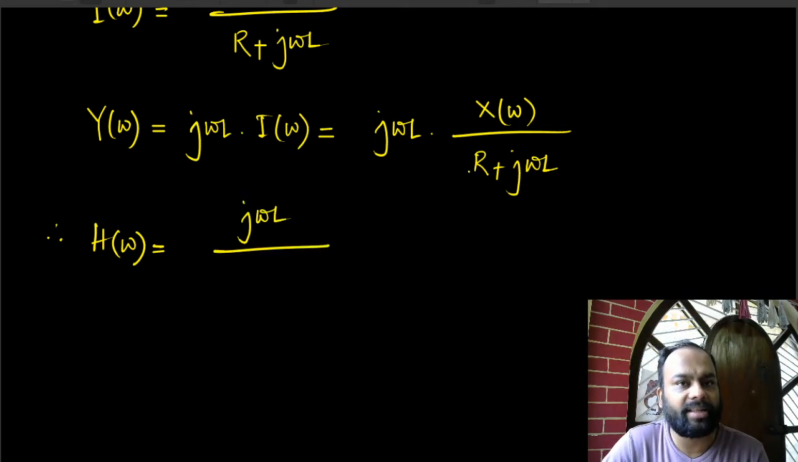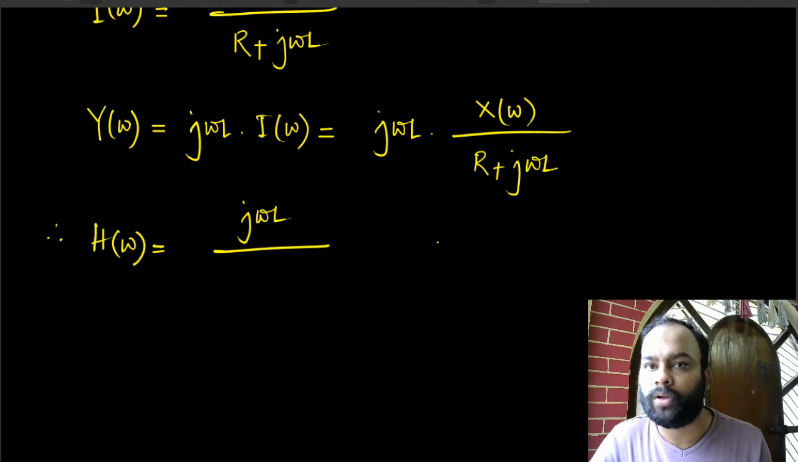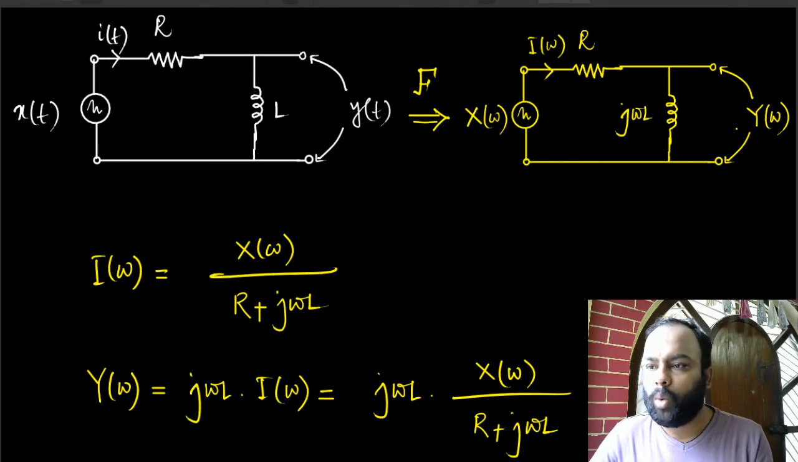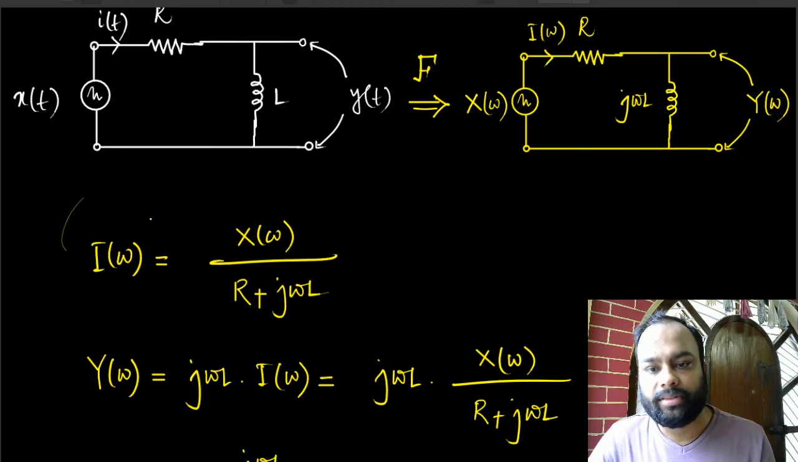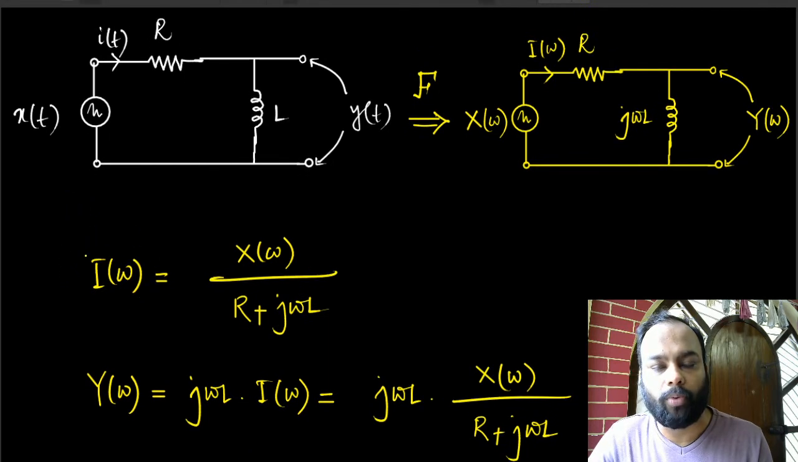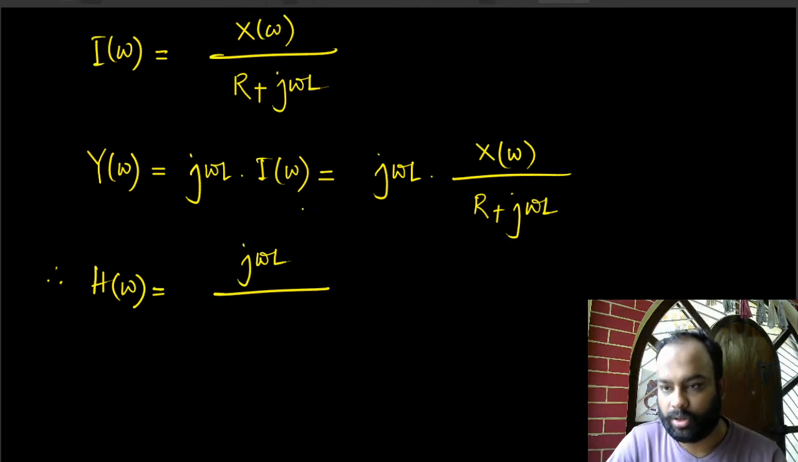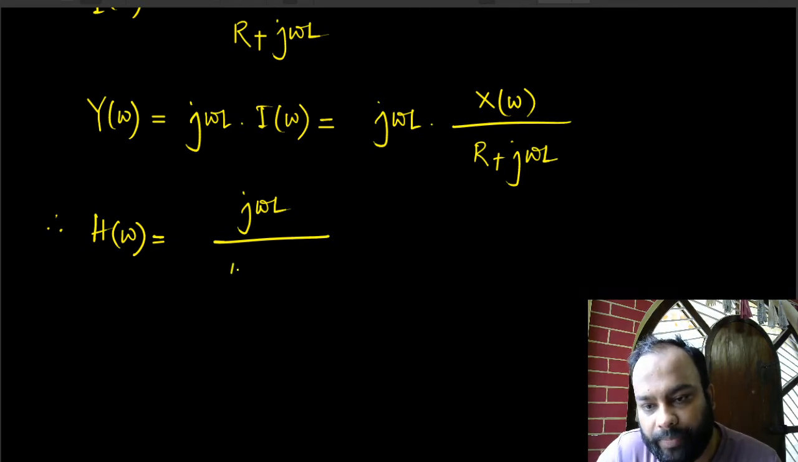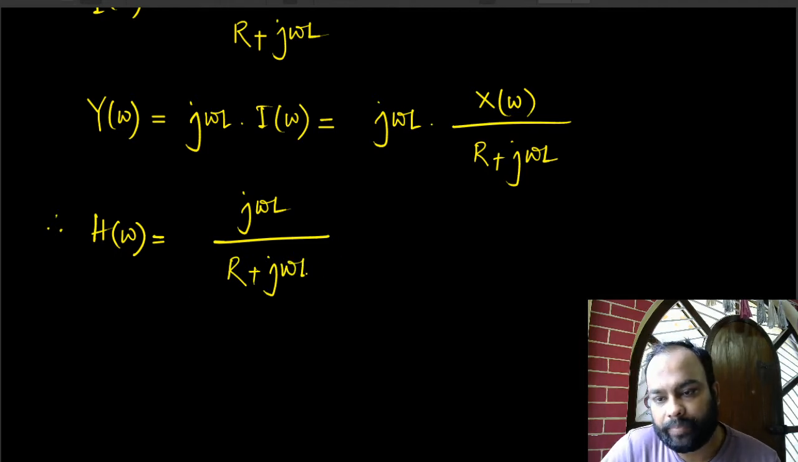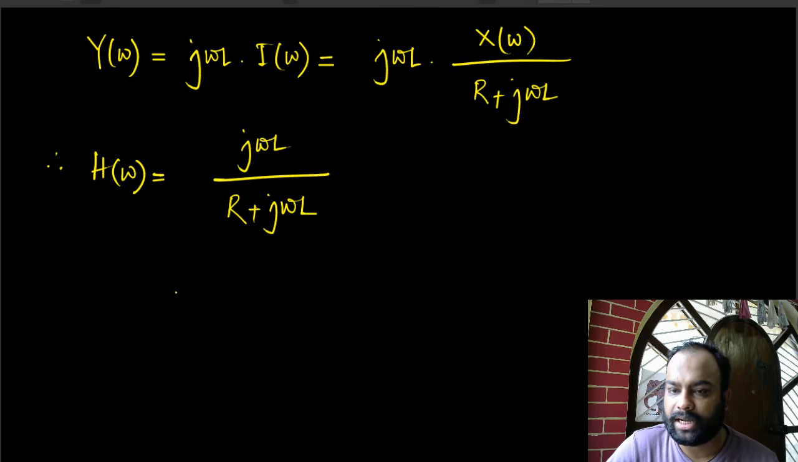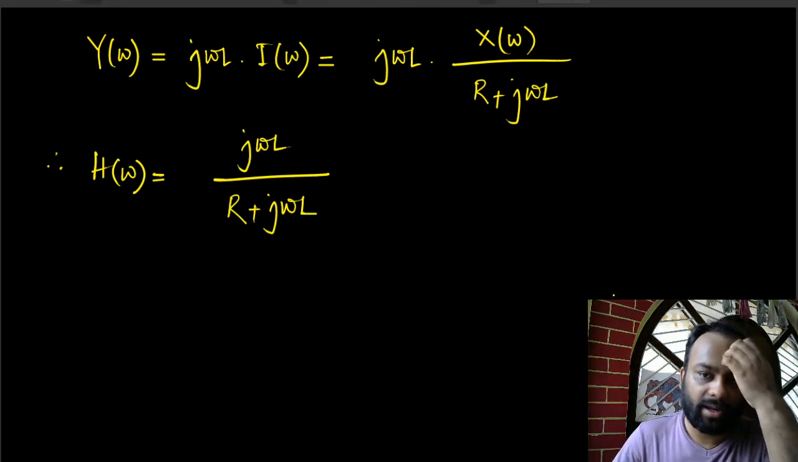And again, this entire discussion will be dependent on what we are considering to be the output. Because input is this input voltage, that is understood. What about the output? I could have considered the output to be the current here. If I consider the current to be the output, then this would have been 1 by R plus J omega L as the frequency response. Okay. So it's entirely dependent on what we are considering to be the output. All right. So I have here R plus J omega L, and I think this is understood at this point, right? There shouldn't be any confusion regarding this.